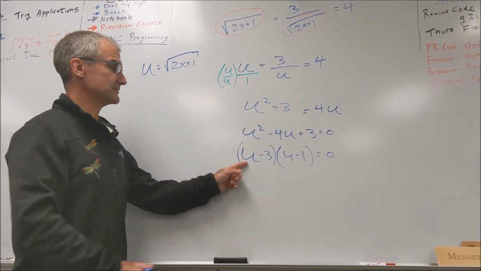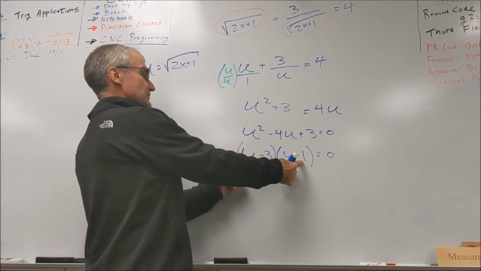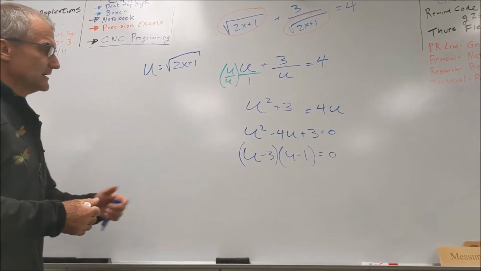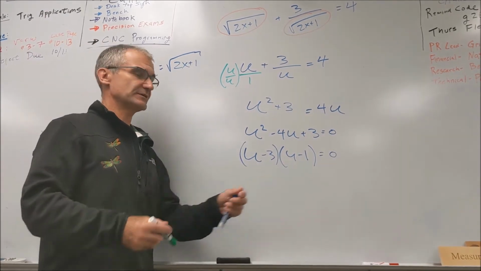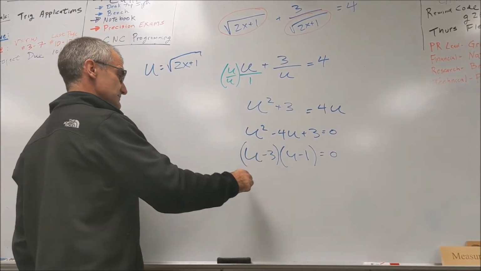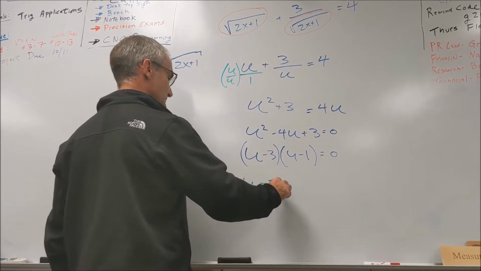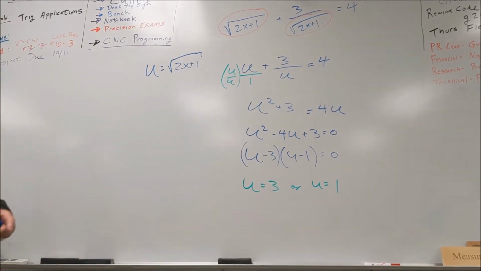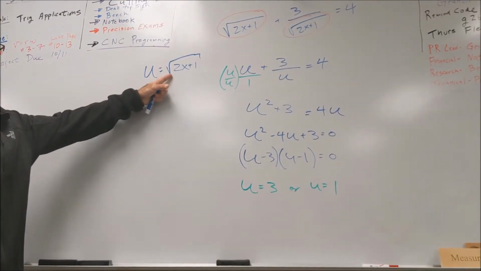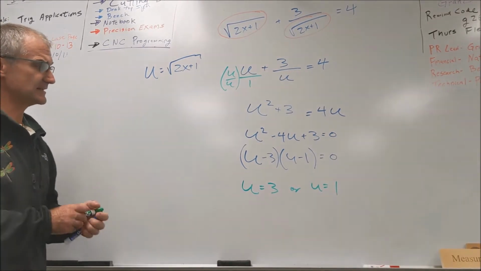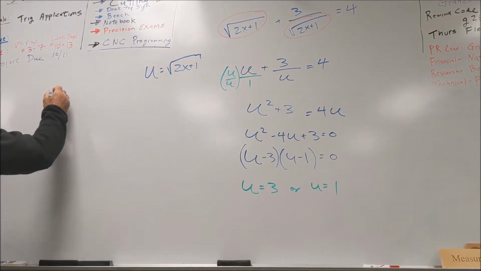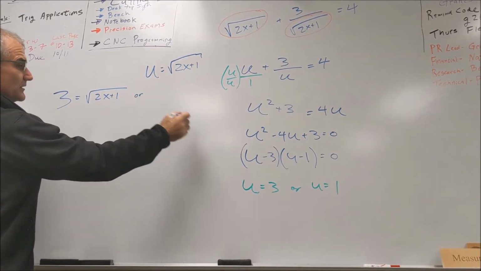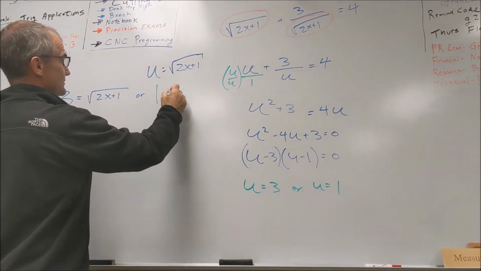Right, so let me double check that: u squared minus 3u minus 1u plus 3. So now I use the zero product property, and either this equals 0 or this equals 0. So either u minus 3 equals 0, so then u is equal to 3, or u is equal to 1. I have two solutions for u, and I know u is equal to that. So then I have to take my substitution and set it equal to u. So either 3 is equal to the square root of 2x plus 1, or 1 is equal to the square root of 2x plus 1.